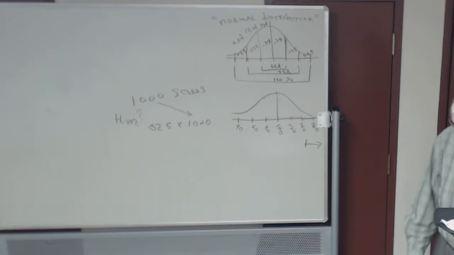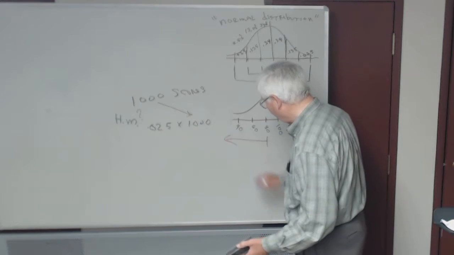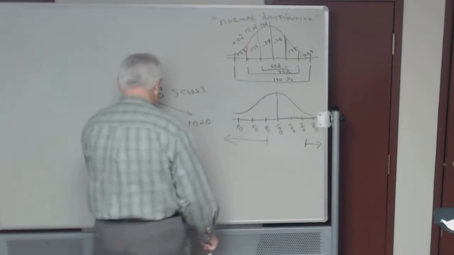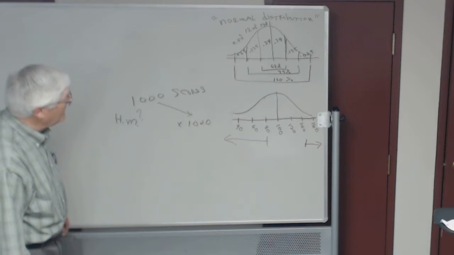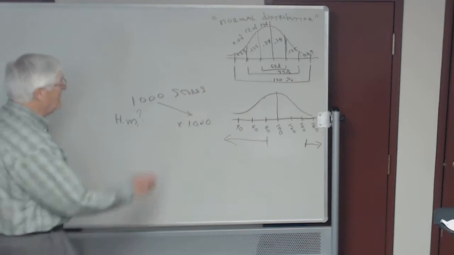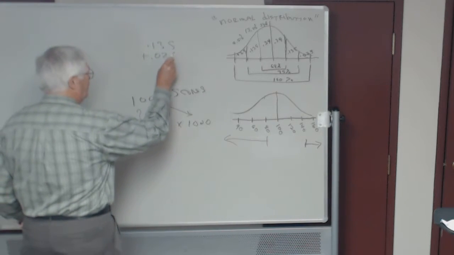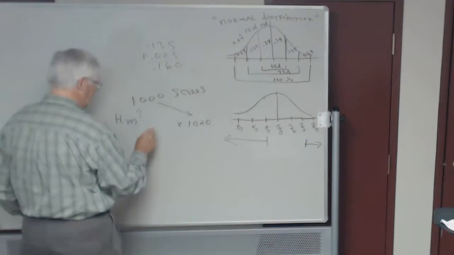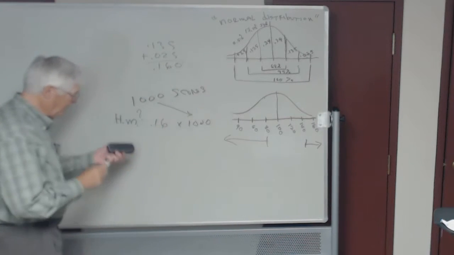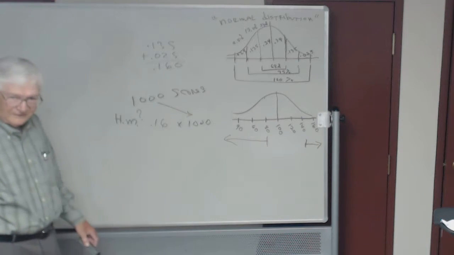7b, how many scores are below 80? So now what do I take times 1,000? So you add 0.135 plus 0.025, 0.16. What's 0.16 times 1,000? 160.